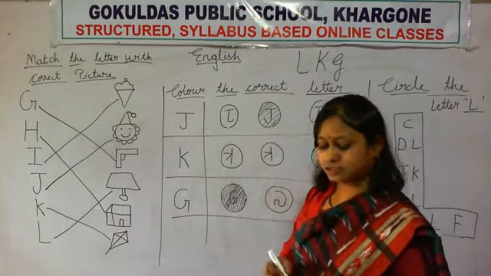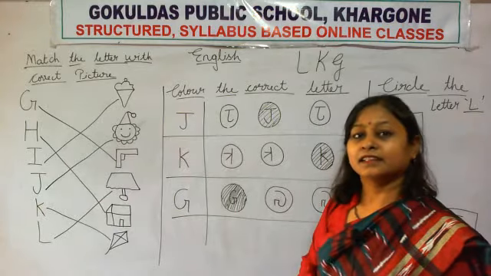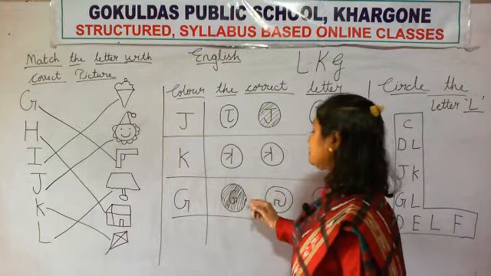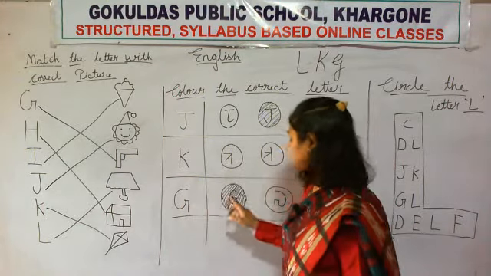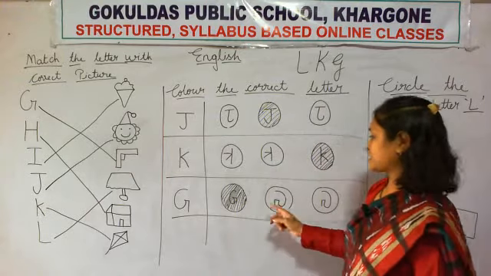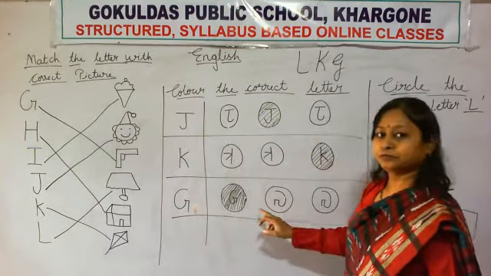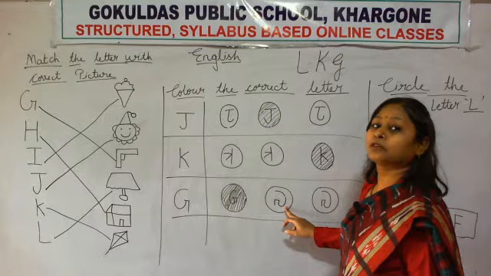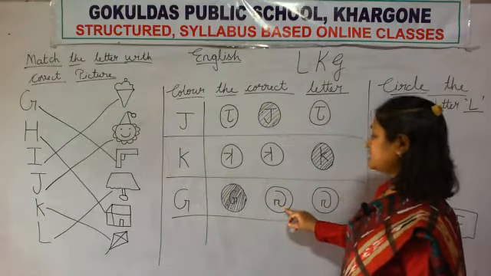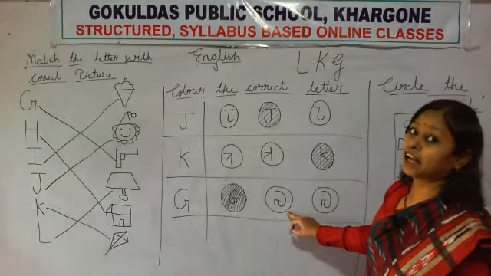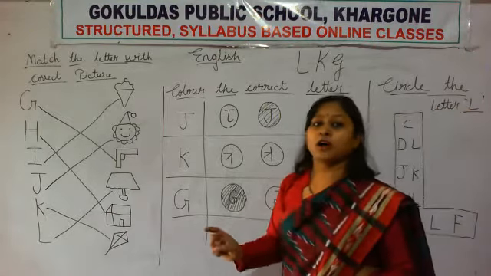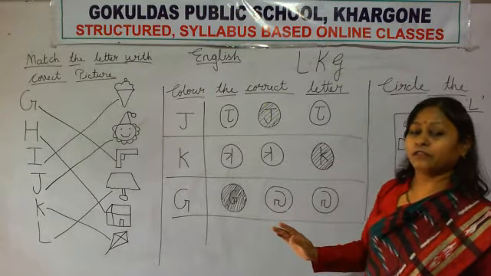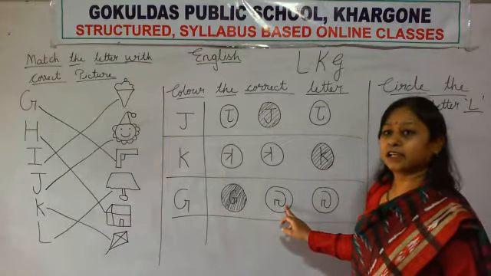Okay, understand? Understand, my dear? Yes, these both G are same. The formation of G is correct. So what we will do? We will color this letter. Okay, next. Both are same? No. The formation of G is wrong. It is not correct. So what we will do? We will not color it.